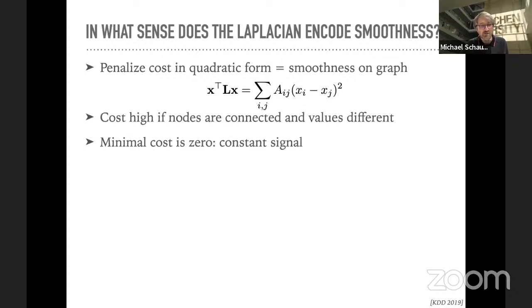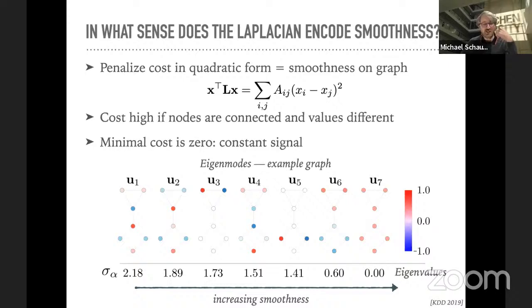Okay, but when is this cost high? Well, it's high if nodes that are connected have very different values. So the gradient along an edge should be very small. And of course, the minimal cost is if the signal is constant, right? So every node has the same value. And well, this is the perfect smooth signal. It's a constant signal. So this intuition about frequency and smooth signal along the graph is quite natural in there.